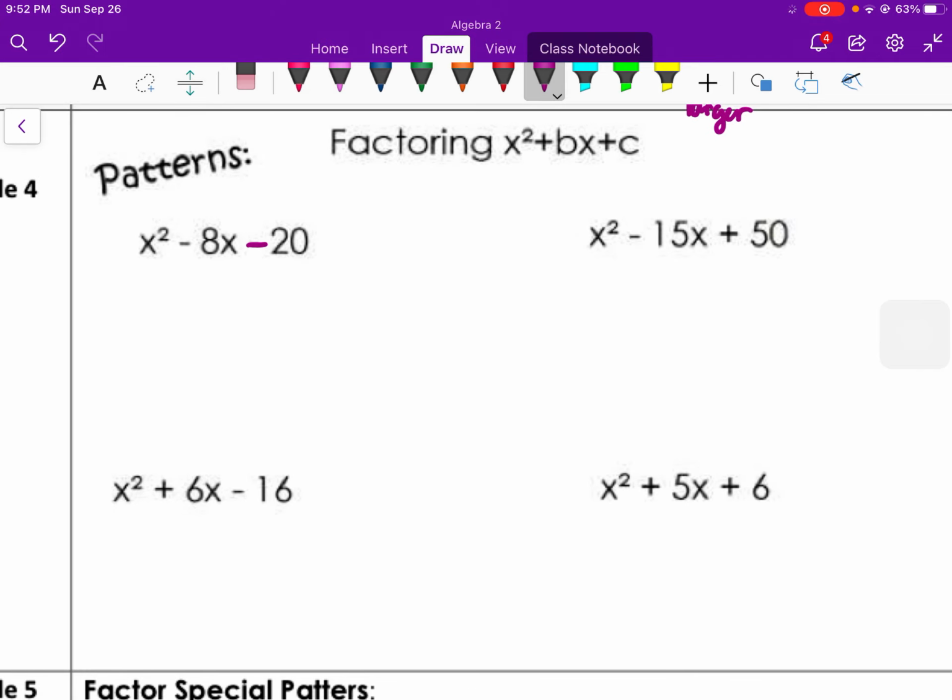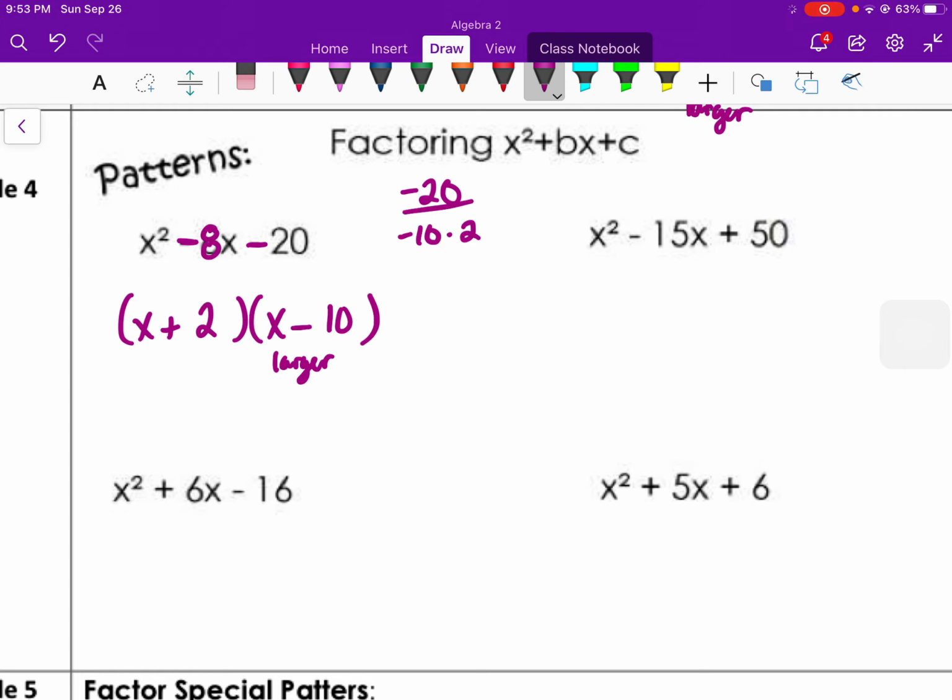So this one, I have a negative C, negative 20, which means I'm going to have one positive factor and one negative factor. Because B is negative, it has to add up to negative 8 in the middle. That means that my larger factor will be the negative one. So it multiplies to negative 20 and adds up to negative 8. That's going to be negative 10 times 2. So I'm going to put the negative 10 and the 2.